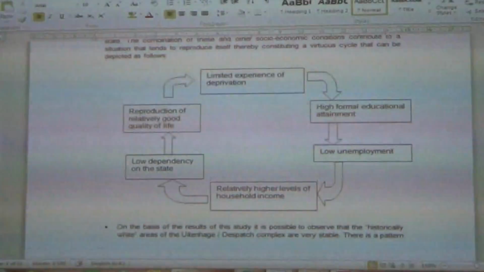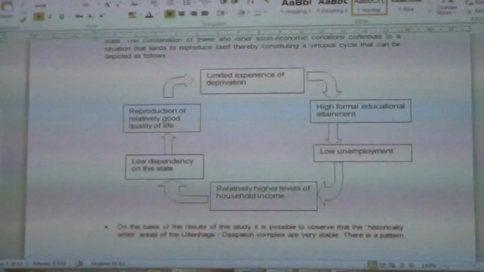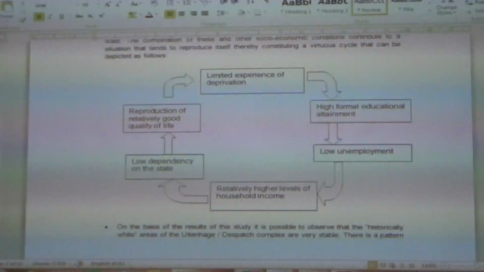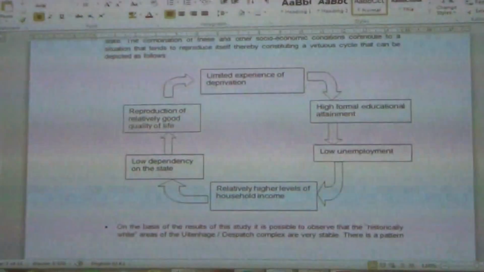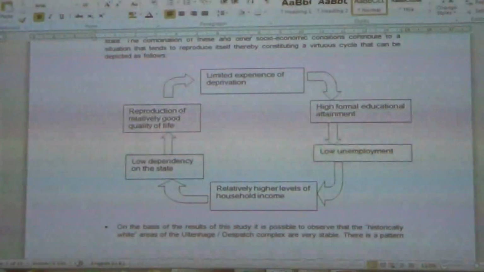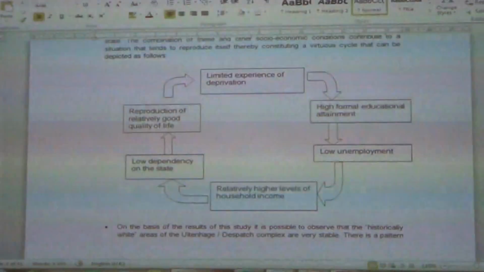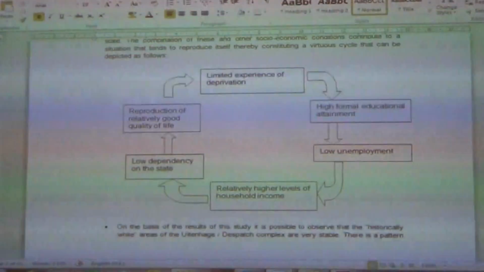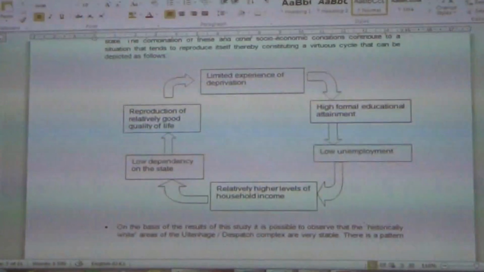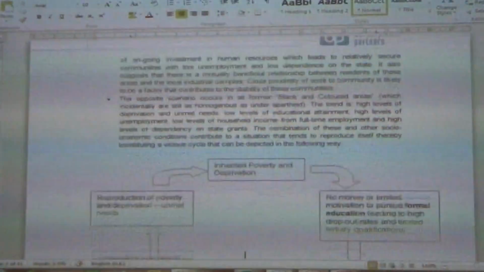In other words, a community that originally has limited experience of deprivation, and then a certain set of variables kick in and complement one another in a certain analytical relationship to one another. In other words, they tend to also have high levels of formal education attainment, low levels of unemployment, relatively high levels of household income, low levels of dependency on the state, and as a consequence, a reproduction of the relative affluence. And I'm simplifying it in order to make the point to people that these things relate to one another in a particular way. There are many other variables that come into the picture. So it's an analytical picture which really becomes more interesting when you look at the vicious cycle.